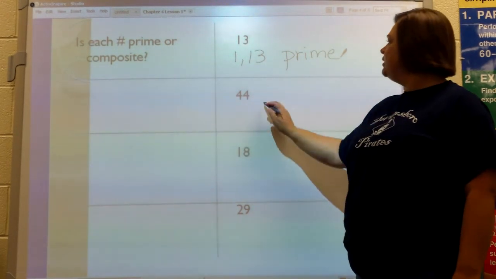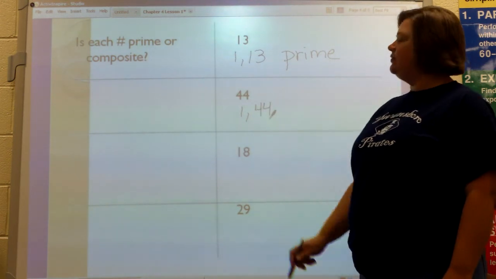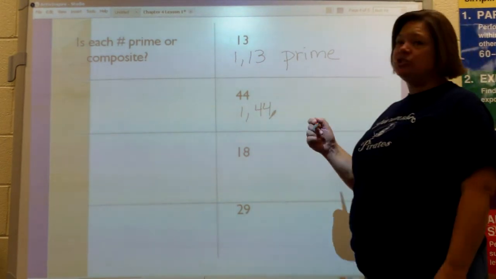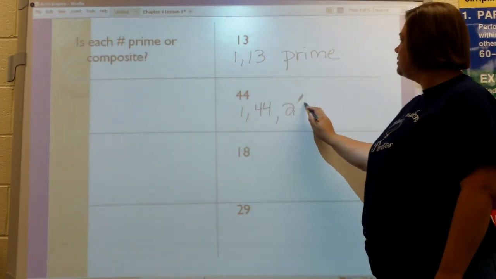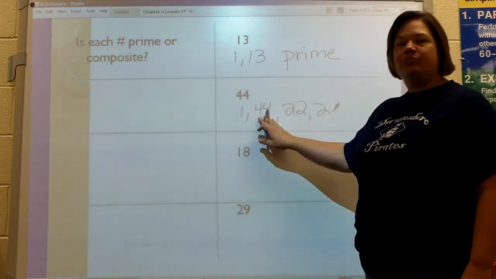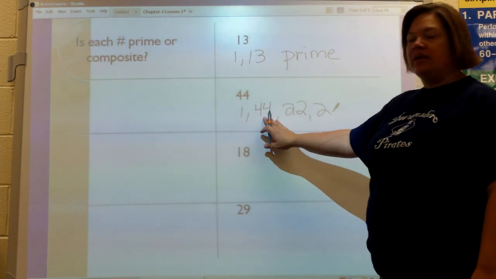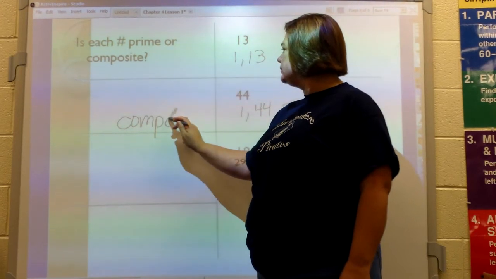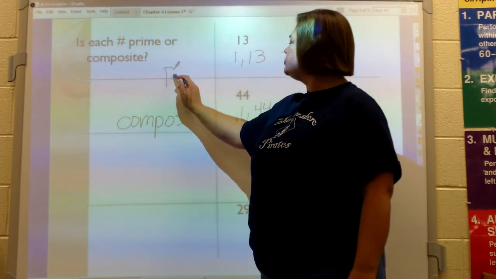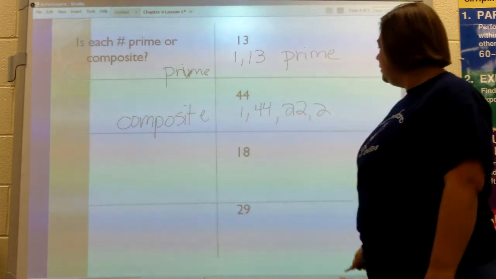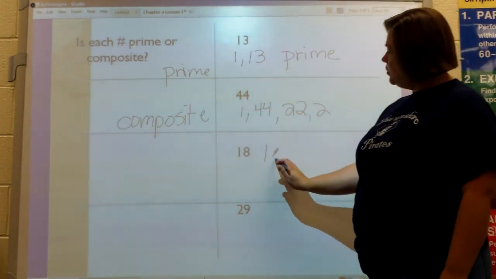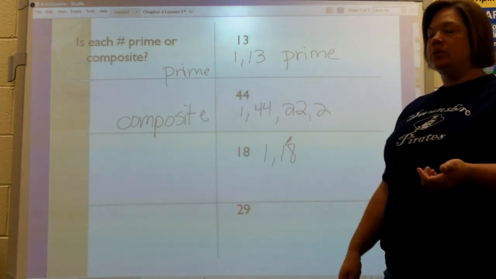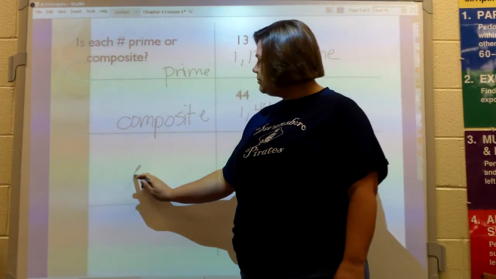Let's look at 44. We know that 44 is divisible by 1 and 44, but can you think of another number that 44 would be divisible by? 2. 2 goes into 44 22 times. So 22 and 2. Since I have more than just 1 and 44, that makes this a composite number. That one's prime. 18: can I think of a number other than 1 and 18 that I can divide into 18 evenly? Yes, 3, 6, 2, 9. There are lots of other numbers, so that makes it composite.